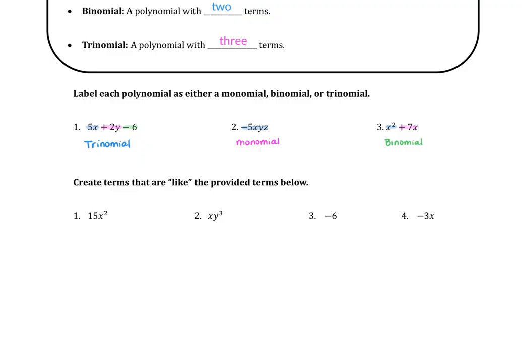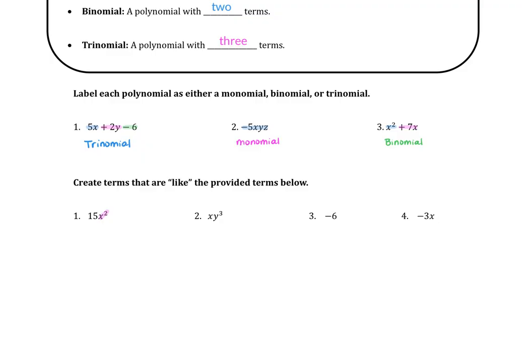Okay, on this next section, we just want to create terms that are like terms to the ones that are provided. And so remember, for it to be a like term, it has to have the same exact variable and the same exact exponent. So for number 1, any like term that I see has to have an x squared on it. It does not matter what the coefficient is, it just matters that it has an x squared.